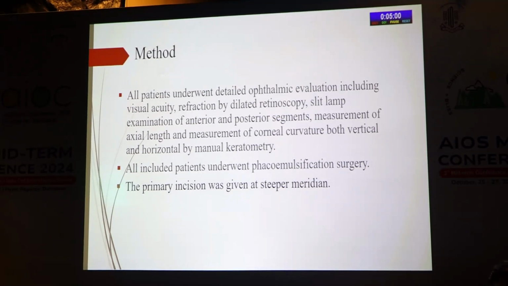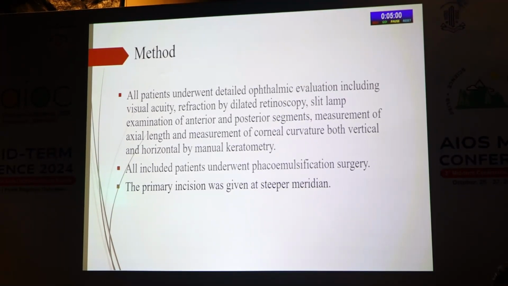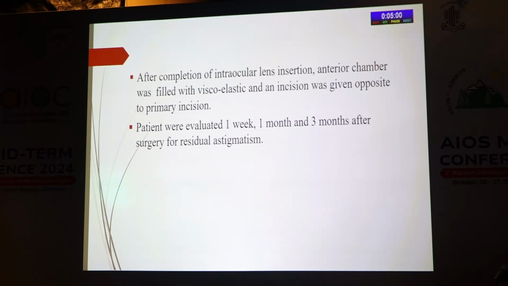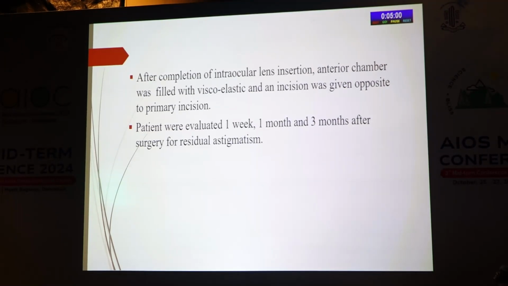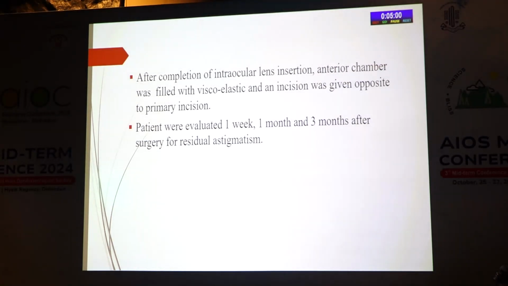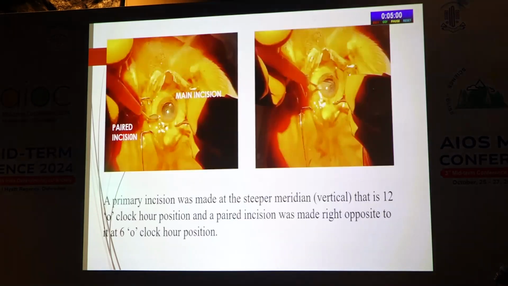All patients that were included underwent phacoemulsification surgery. During the surgery, a primary incision was made on the steeper axis. After completion of intraocular lens implantation, the anterior chamber was filled with viscoelastic and another incision was made right opposite to the primary incision. The keratometry difference was evaluated at 1 week, 1 month and 3 months after the surgery.